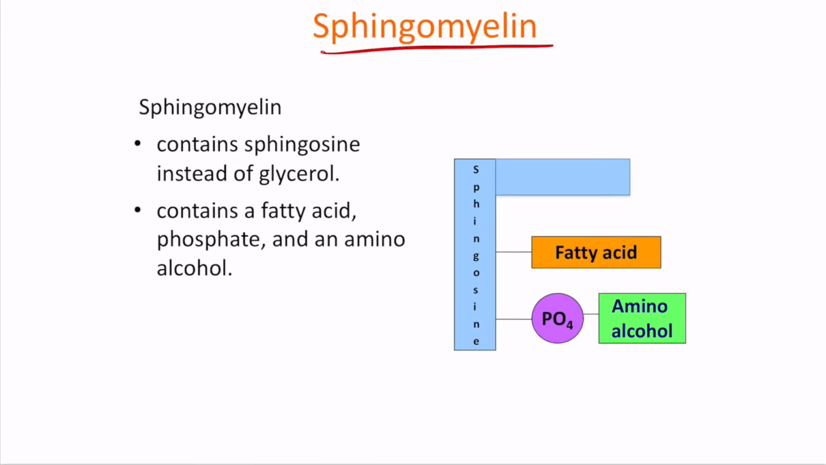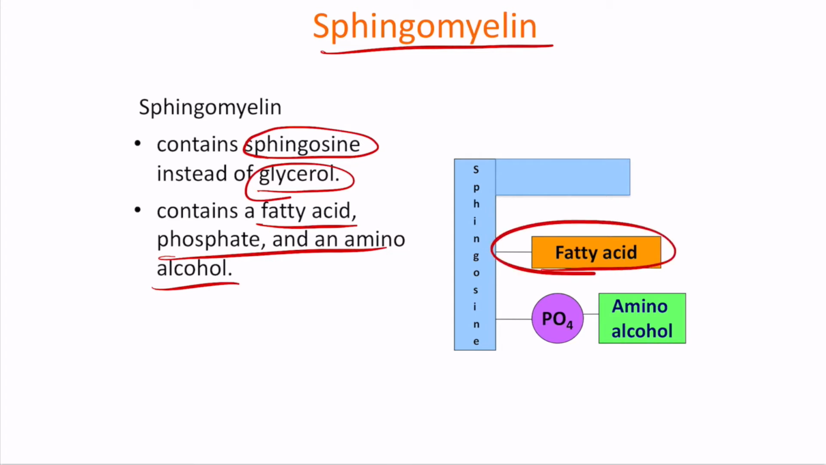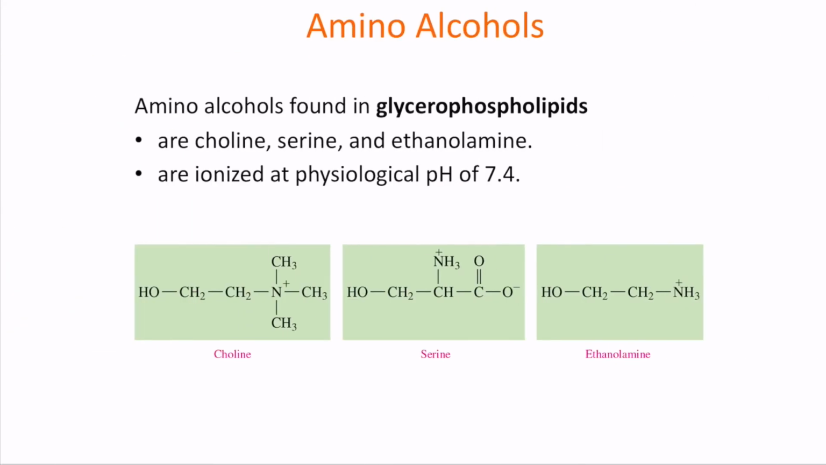Sphingomyelin contains sphingosine instead of glycerol here. So it contains a fatty acid and a phosphate and an amino alcohol. It just contains 1 fatty acid, a phosphate, and an amino alcohol.